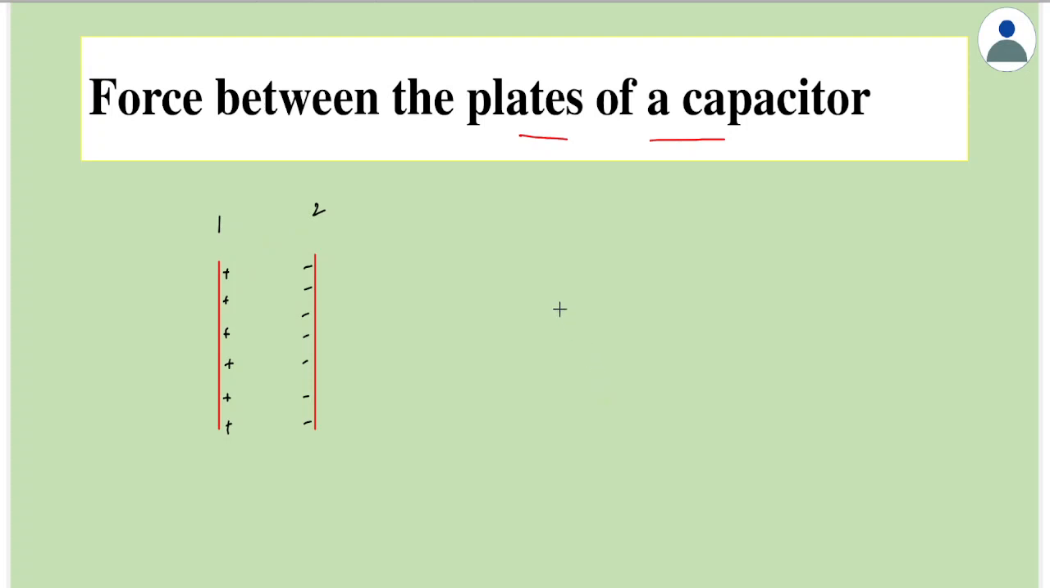To find the force, let's recall that the electric field exists between the two plates. The field goes from plate 1 to plate 2, and we know that E is equal to minus dV by dx. It's already been derived. Check it if you don't understand what this is. If we multiply by Q on both sides, then this term here is called force. So F is equal to minus Q dV by dx.